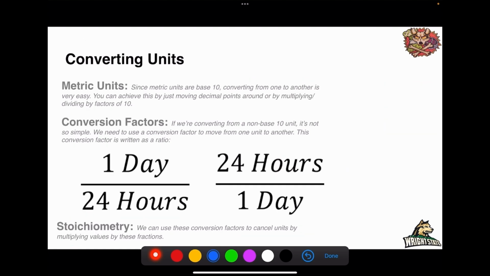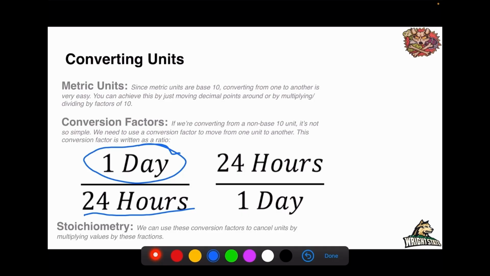All right. So how do we convert units? Well, for a metric unit, it's base 10, so it's really easy. Everything is just going to be done by multiplying or dividing by factors of 10, kind of like with scientific notation. Otherwise, we're going to be using a conversion factor. So we have conversion factors. Basically, we know, for instance, that 1 day is equal to 24 hours. So we can write that as a fraction, and we can write that in either case.